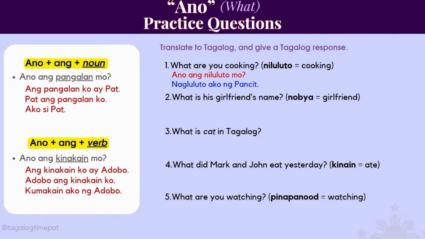Okay, welcome back. Let's do number 2. What is his girlfriend's name? Nobya is girlfriend. Ano ang pangalan ng nobya niya? So we learned ano ang pangalan mo. Now if you want to talk about someone else, you would have to add ng nobya niya. Ng means of. So nobya is girlfriend, niya is his. So what is the name of his girlfriend? You see how everything fits together, but it might not be in the order that we're used to in English. So just take note of this. It would be, ano ang pangalan ng nobya niya? That's how you would say that.